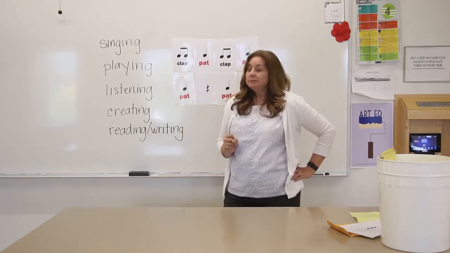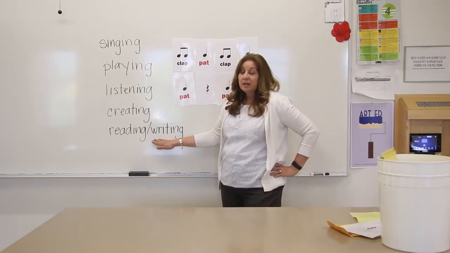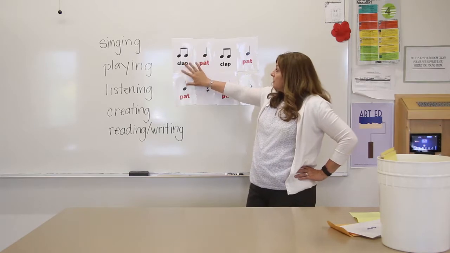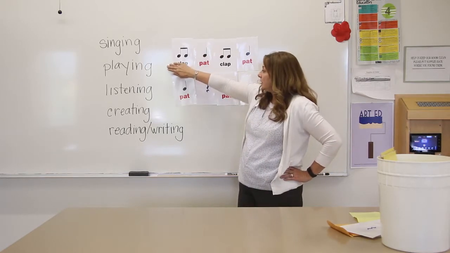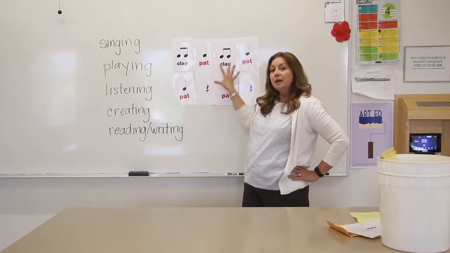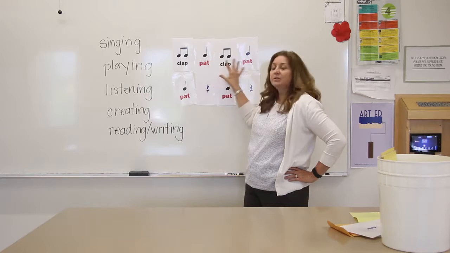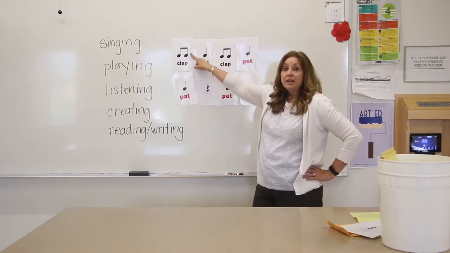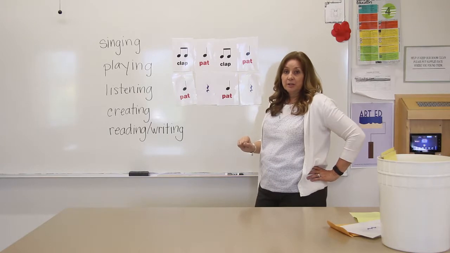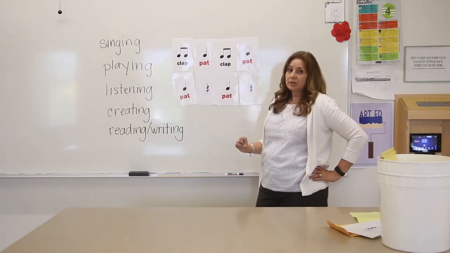Another thing that's really important is reading and writing music. Look, this little strategy that I showed you will work for playing. It will work for creating because they can rearrange and manipulate this. And it will work for reading and writing because this is a series of icons that they're actually reading. They're reading notation as well as where to put the body percussion. This can be adapted to a lot of different age levels.